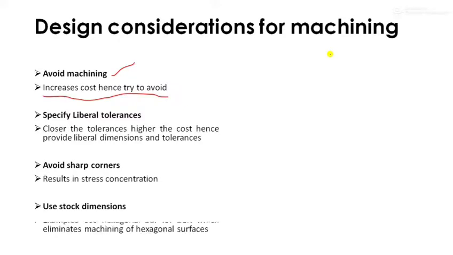Okay, use stock dimensions. What does stock dimensions mean? Let us say, use a hexagonal bar for a bolt, which eliminates machining of the hexagonal surface. For example, if you want to machine a hexagonal bolt, we already have a hexagonal bar available, already manufactured. So whatever dimensions are available in stock, try to use that.